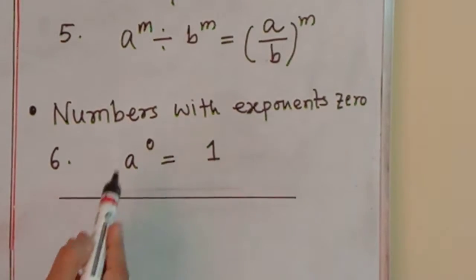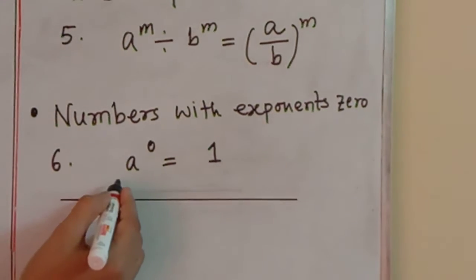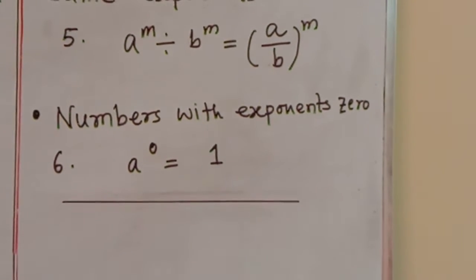Now the last one, numbers with exponent 0. A to the power 0 is equal to 1. Any base, if the power or the exponent is 0, then the result will be 1.